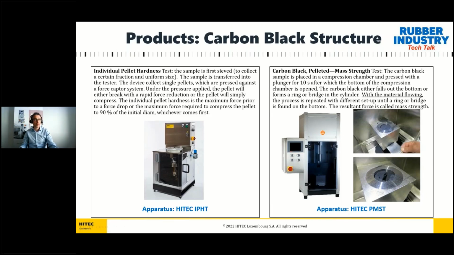In the first option, the material flows freely. That means you didn't reach your pack point, and you have to repeat with a different pressure setup until a ring or a bridge is created inside the compression chamber. When you are able to pack your material completely or partially, it means that your packing point is reached. The force you have used to reach this result, expressed in Newtons, is called the mass strength.